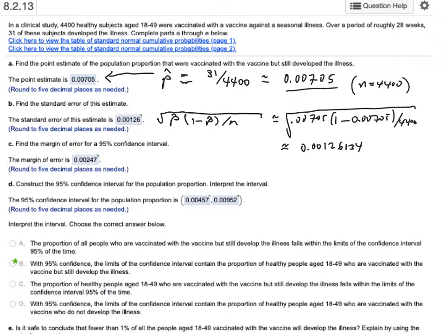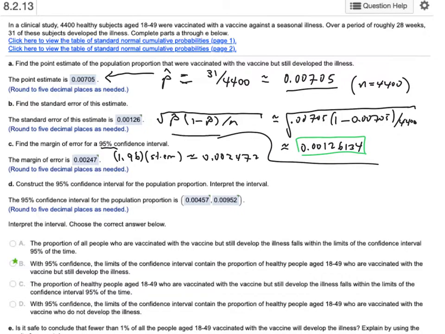Margin of error, this is the 95% confidence interval, and so margin of error is the magic z-score for 95% confidence, which is 1.96 times standard error. So I have to multiply the number that I just computed, this number here, with standard error. I'm going to multiply that by 1.96, and I'll get 0.002472. So that will be my margin of error.